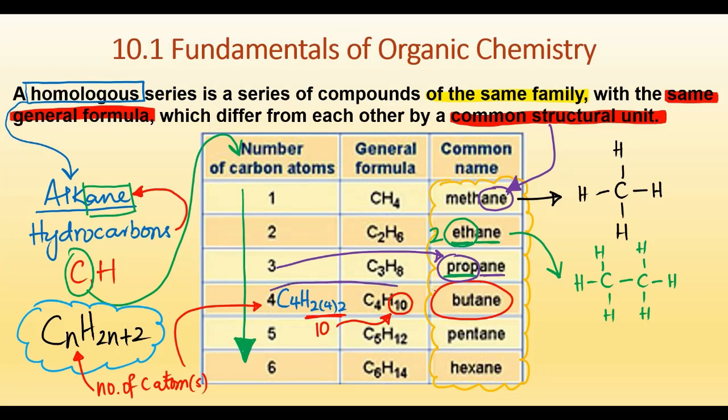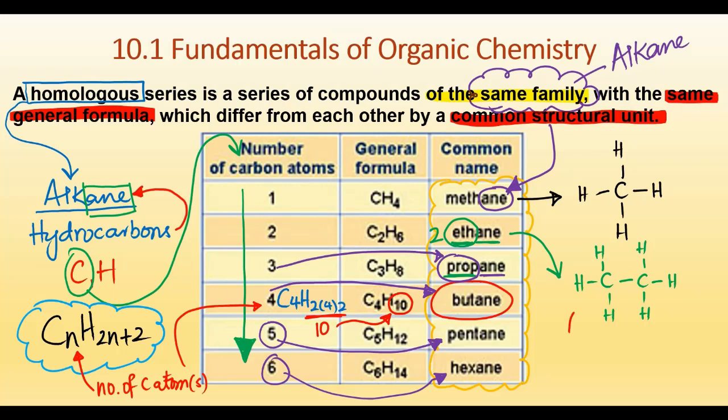Number 4 is called but and ane is for alkane. Similarly, pent means 5 and hex means 6. So to start off with, alkane is the simplest organic compound. All of the compounds seen in the right hand side of this table called methane, ethane, propane, butane, pentane and hexane, they belong to the same family and the family is called alkane.